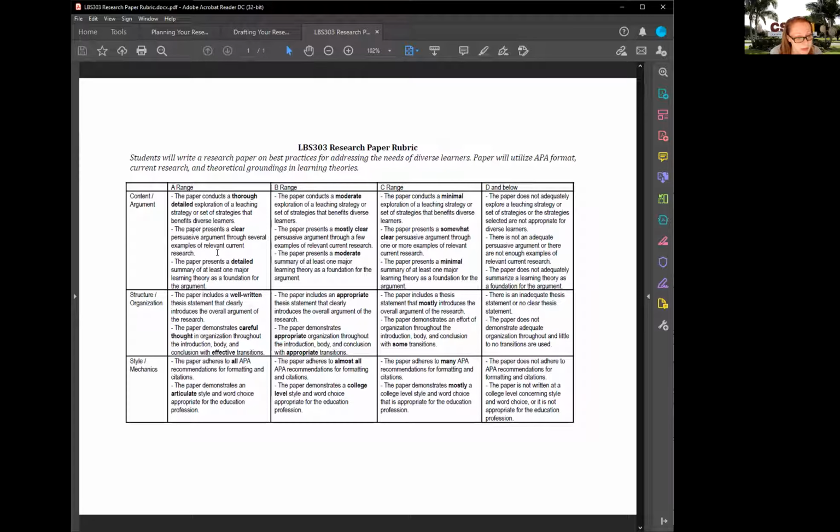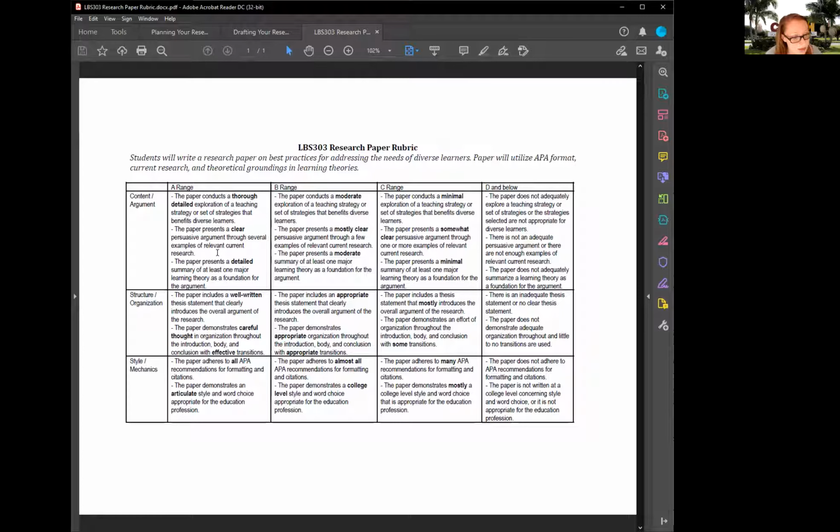The paper presents a detailed summary of at least one major learning theory as a foundation for the argument. So you do need to have a theory in there. And we spent the last few weeks prior to this working on that. You did a group presentation. You're able to access other people's group presentations to see some famous theorists. I also provide you a lot of resources on theories you can use. And it is important that we cite some kind of theory as we're making an argument with research.